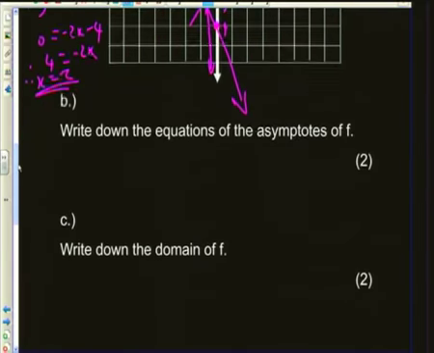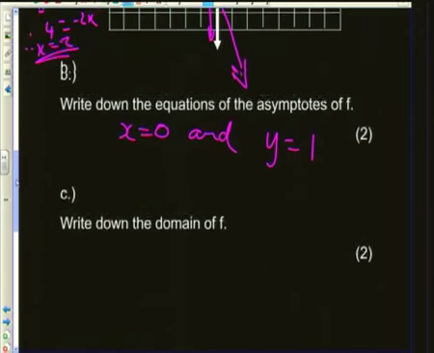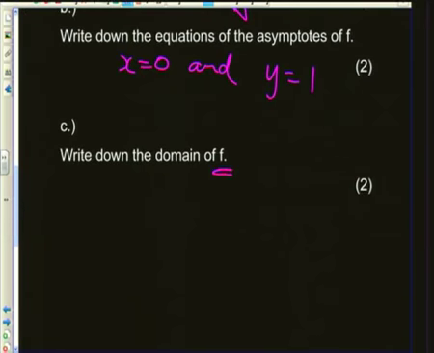So in this case, it's x minus 0 equals 0, then x is 0, right? X is 0, and the other one, you've got your y equals 1. All right? Now, next, write down the domain of f. F is your hyperbola, right? The domain, we're talking of x here.